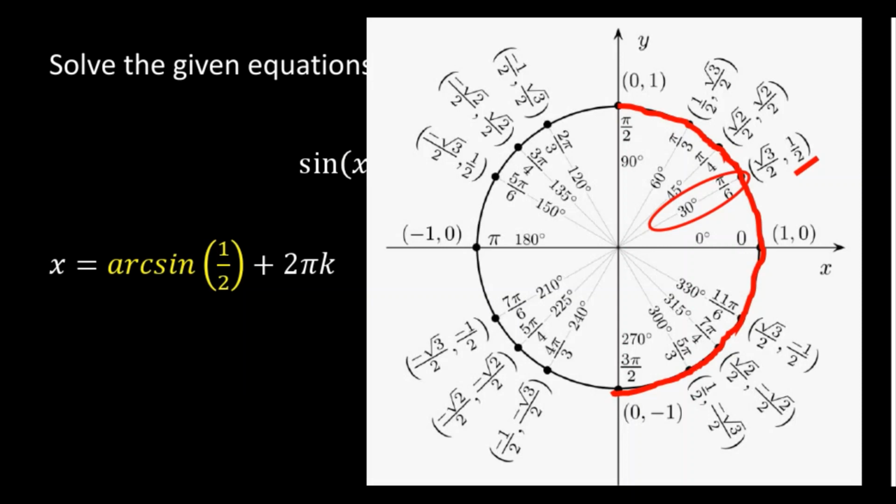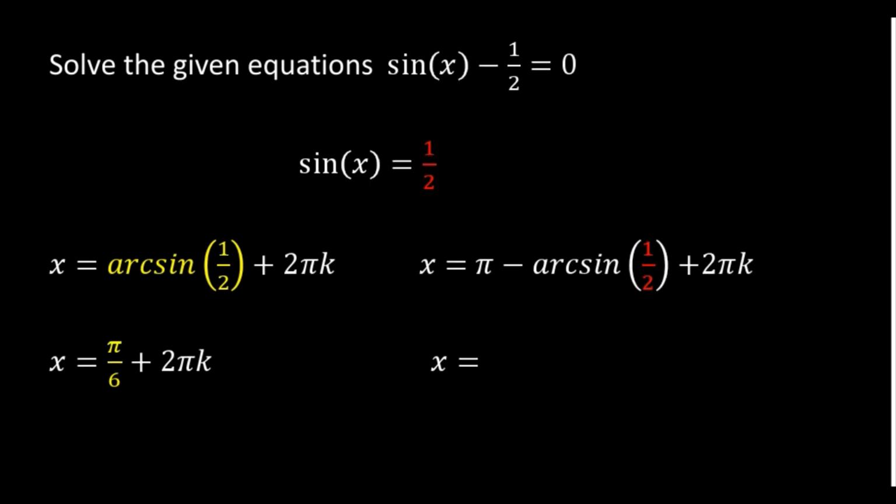I will write it in radians right now, since we see that our period 2 pi k is in radians, so we want to keep it consistent. So that means that our angle is equal to pi over 6 plus 2 pi k. Now the second angle we can also find, so we will substitute arc sine of 1 over 2 with pi over 6. So we will have pi minus pi over 6 plus our period 2 pi k.